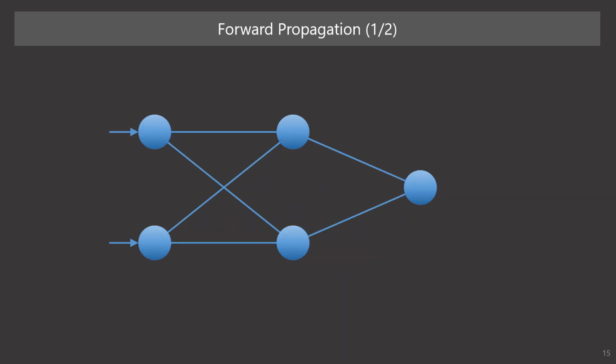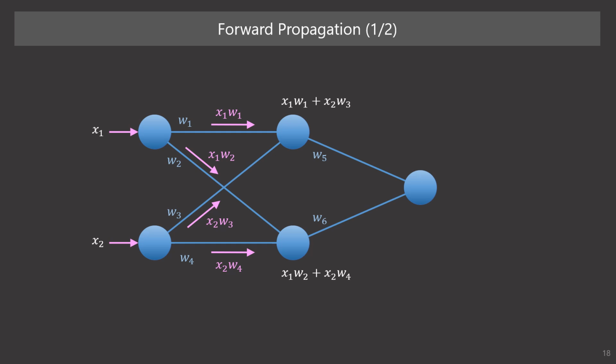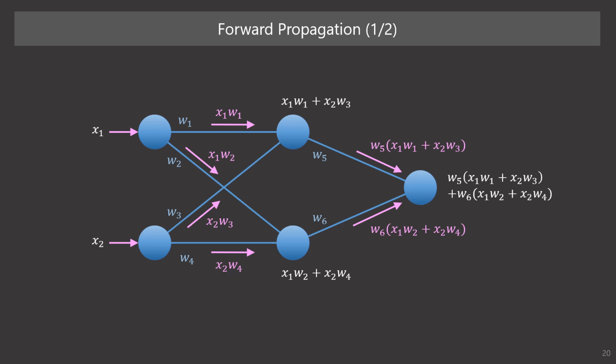As we saw in a neural network, the calculation proceeds from the input layer to the output layer. Each edge has its weight. If we pass the input values to the input layer, the product of the input value and the weight will be passed through. Then, these products are summed up in each node. Then, the same processes continue. Finally, we obtain the output value. This process is called forward propagation.